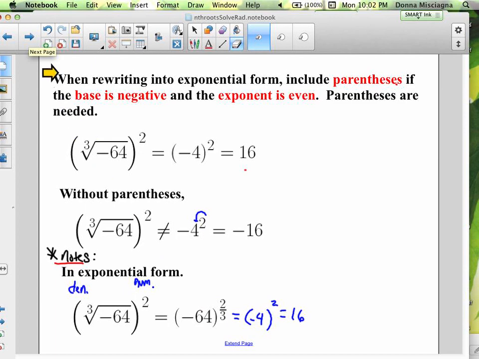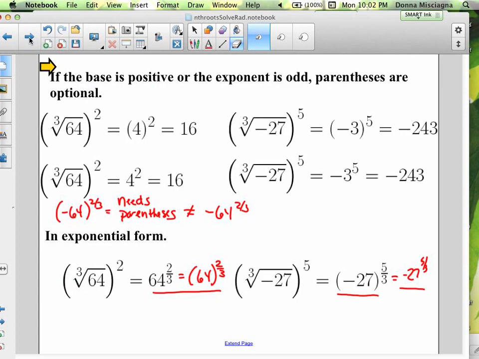So remember, if you have a negative base and your exponent's even, the numerator's even, then make sure you use parentheses so you raise that negative sign to a power as well. If the base is positive or the exponent is odd, parentheses are optional. So here it's positive with or without the parentheses. It's going to be the same thing.